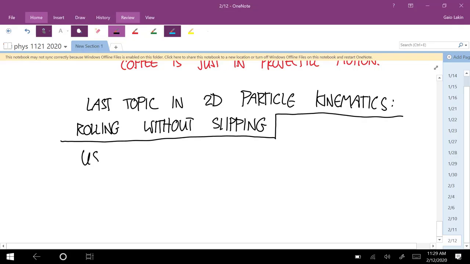This uses circular motion and relative motion.